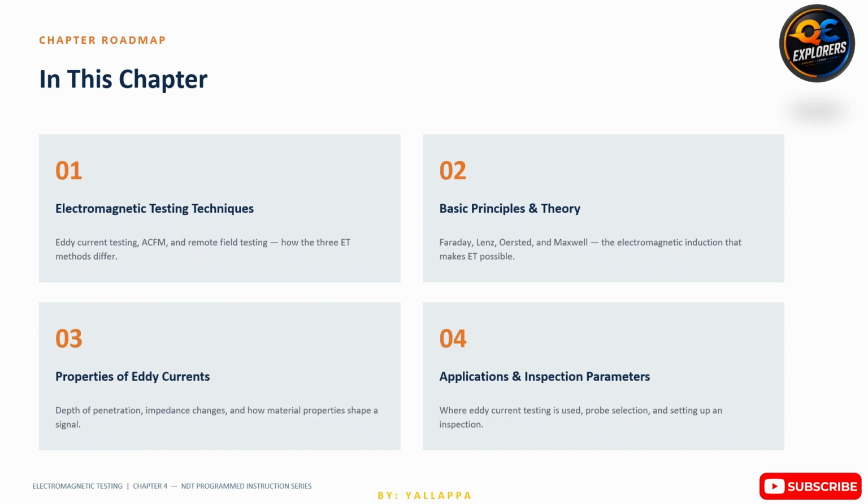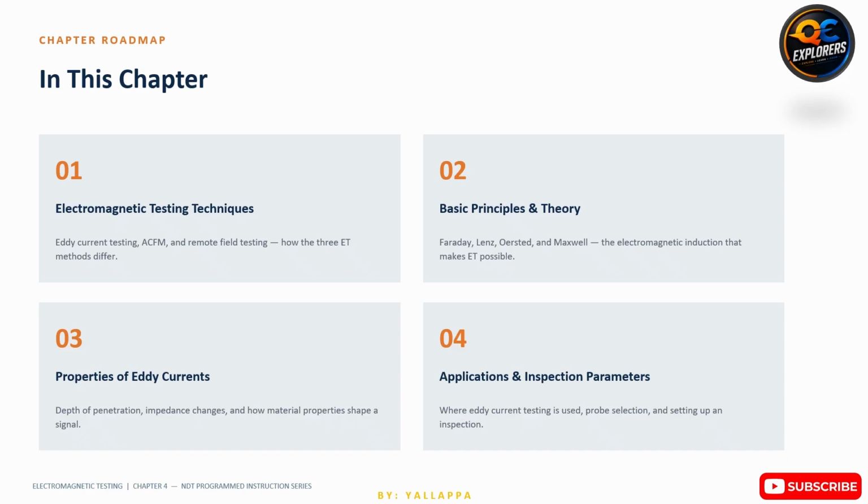Here, we'll introduce the 3 primary methods within the electromagnetic testing family: eddy current testing, alternating current field measurement, commonly known as ACFM, and remote field testing, or RFT. Although all 3 methods are based on electromagnetic principles, they differ in operating frequency, probe design, signal analysis, and inspection applications. Since eddy current testing accounts for the majority of industrial electromagnetic inspections, it will receive the greatest emphasis throughout this chapter. The second section focuses on basic principles and theory.